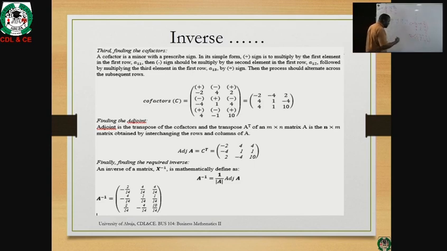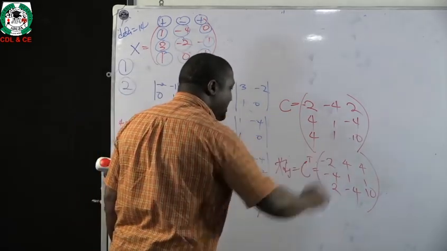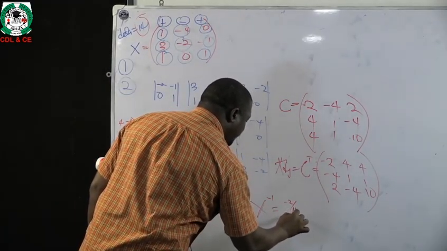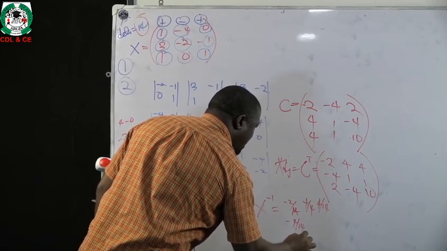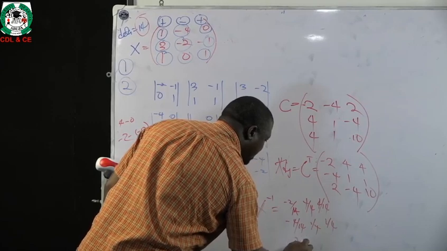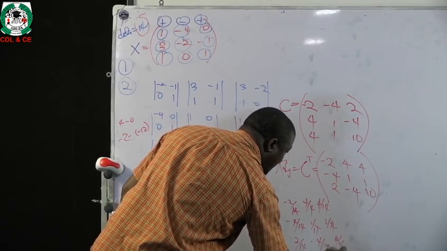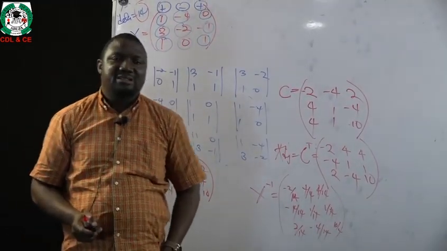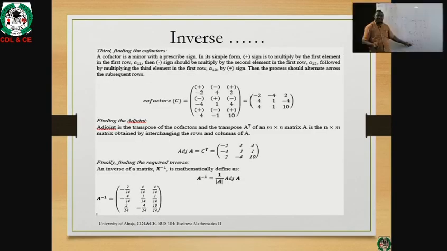Then finally, we add the word inverse. How do we get inverse? To get inverse, which is x raised to power minus 1, we divide everything here by our central determinant, which is 14. So this is minus 2 over 14. This is 4 over 14. 4 over 14. Minus 4 over 14. 1 over 14. 2 over 14. Minus 4 over 14. 10 over 14. So what do we have eventually? We have what we have on the screen as our inverse. If you check what we have on the screen, it's not different from what we have here. We divide everything over 14, which is our central determinant.